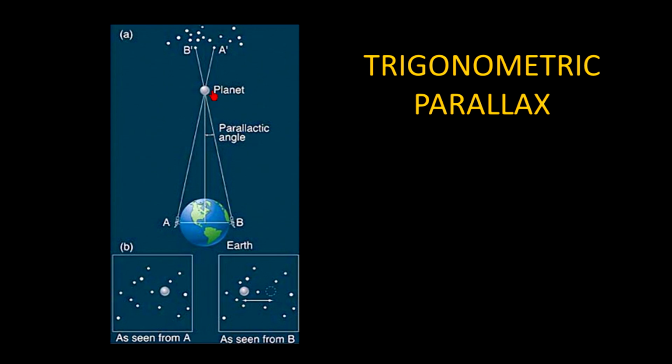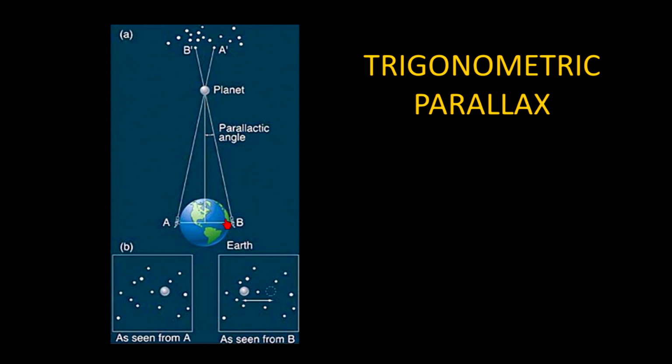Let's say that we want to know the distance to this planet, and we have an observer on this side of the Earth with their telescope, an observer on this side of the Earth with their telescope. Here is the view from the person standing here, and here's the planet. Here's the view of this person standing here, and here's the planet, same planet. Notice that from this perspective, the planet appears here. From this perspective, the planet appears here. So notice the planet is in two different places based on where you are.